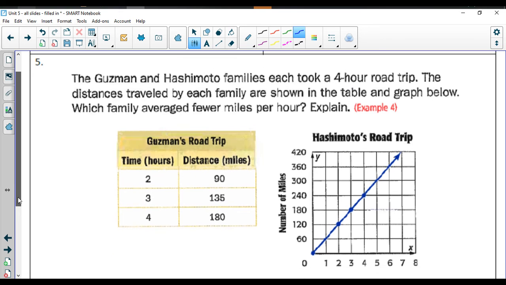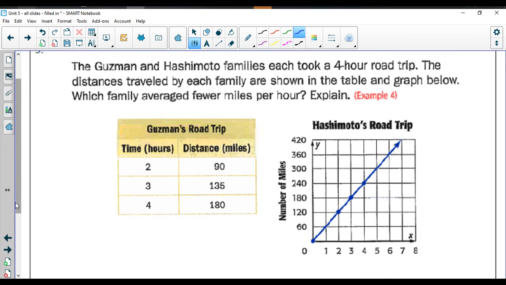For question number 5, the Guzman and Hashimoto families each took a 4-hour road trip. The distances traveled by each family are shown in the table and the graph below. Which family averaged fewer miles per hour? So we're looking for which one was slower. I'm going to go ahead and look at these.